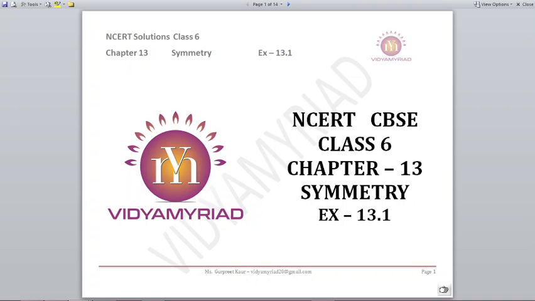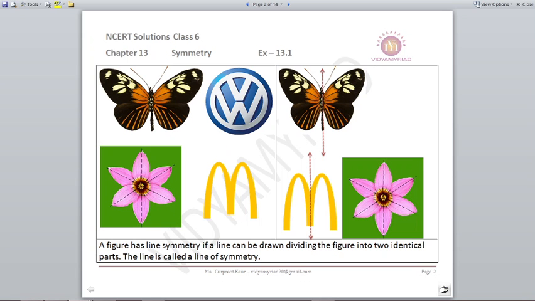This video is made for class 6 on chapter number 13, Symmetry, and today we are going to begin with exercise 13.1 from NCERT. Now to understand symmetry, symmetry means the same figure. Same figure means identical figure. You can see a butterfly, there are two logos, there is a flower over here. We can divide them into equal halves. Either we can draw a horizontal line or a vertical line or a diagonal, in any way.